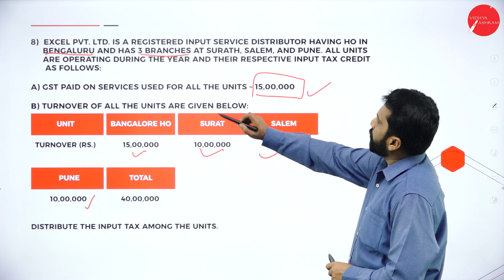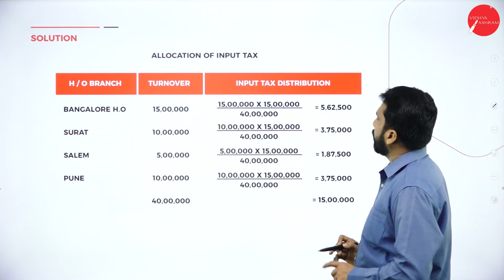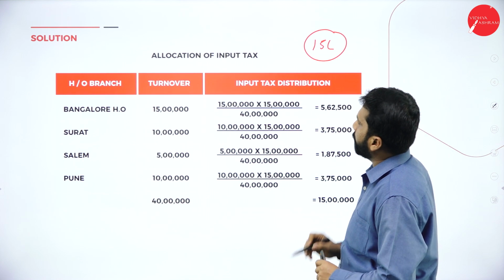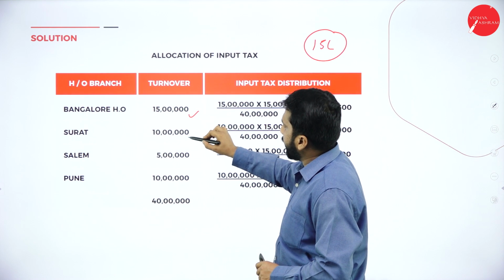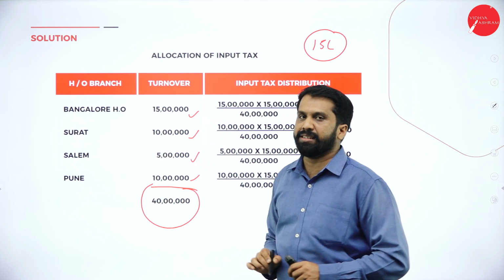In this, your GST paid on services, how much? 15 lakh. Now this 15 lakh you have to distribute. Now what is the turnover? 15 lakh, 10 lakh, 5 lakh, 10 lakh. Overall, how much is it? 40 lakh.